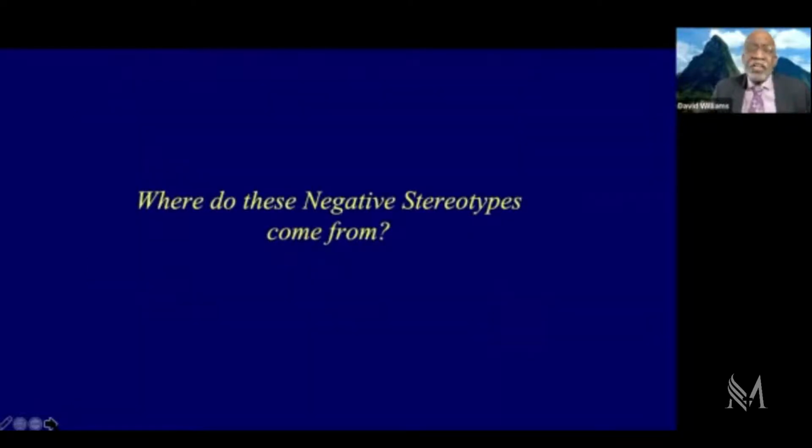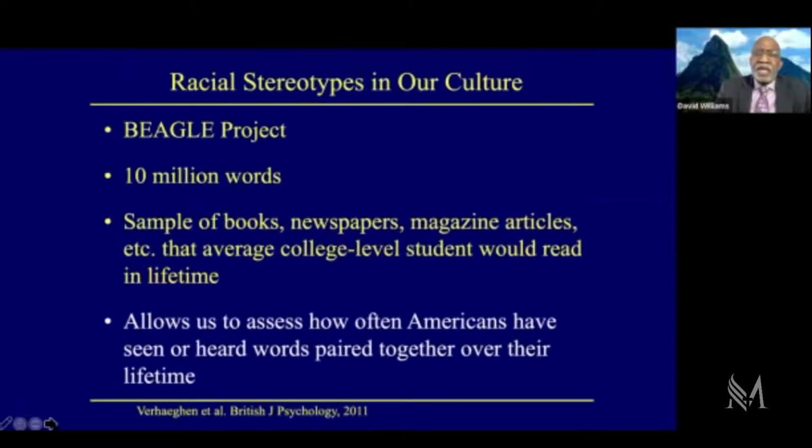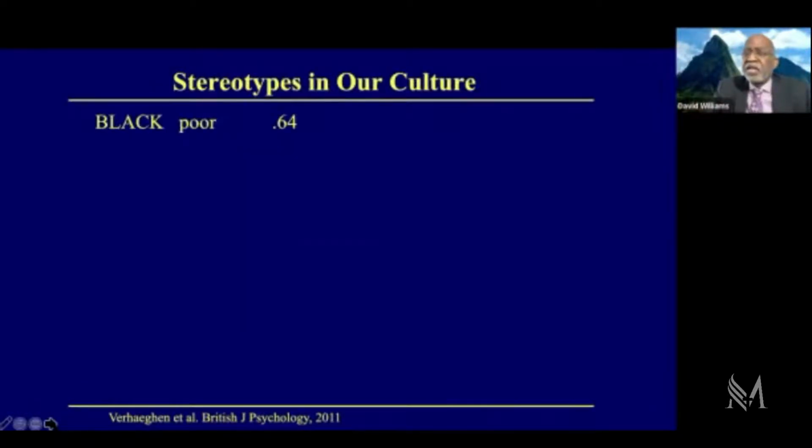And you say, well, where do these negative stereotypes come from? They are deeply embedded in our culture. I want to illustrate that with another study, research done by a group of scientists who put in one database American culture, about 10 million words, the books, newspapers, magazine articles that the average college-educated person would read over their lifetime. What's brilliant about this, if you put a culture into a database, you can ask the database, when the word Black appears in American culture, what word most commonly co-occurs with it?